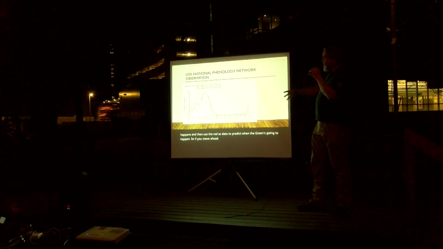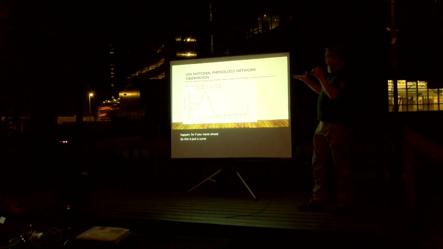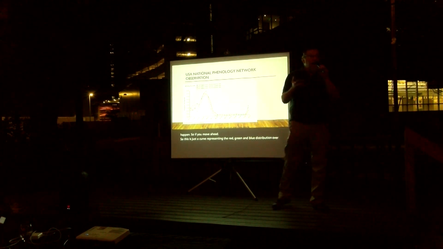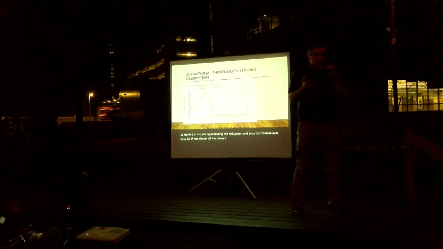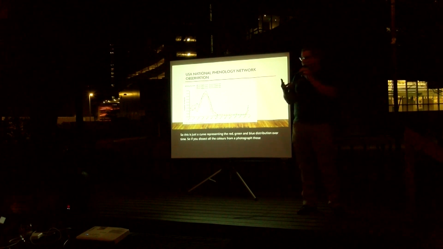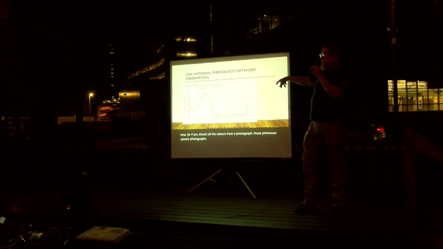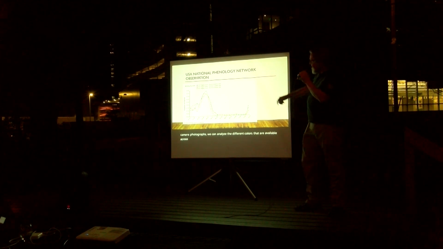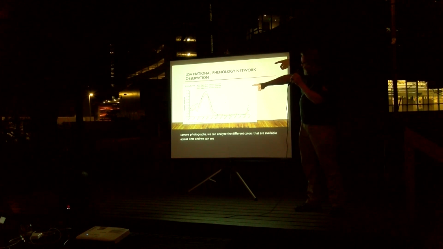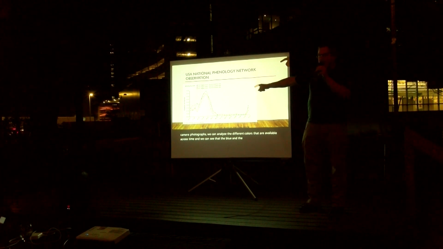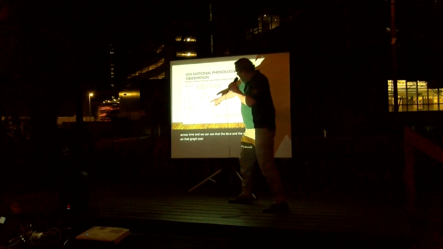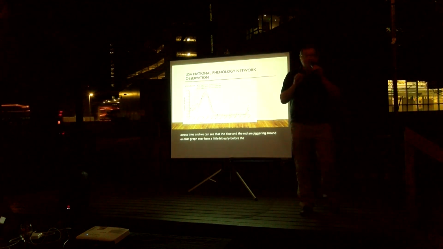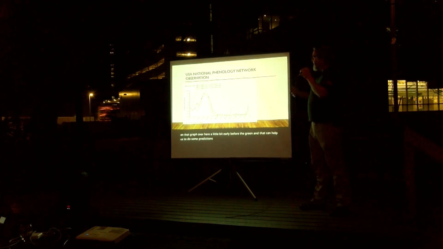So this is just a curve representing the red, green, and blue distribution over time. So if you dissect all the colors from a photograph, those phenocam camera photographs, we can analyze the different colors that are available across time. And we can see that the blue and the red are jiggering around on that graph over here a little bit early before the green. And that can help us to do some predictions of what's going to happen next. So next slide.